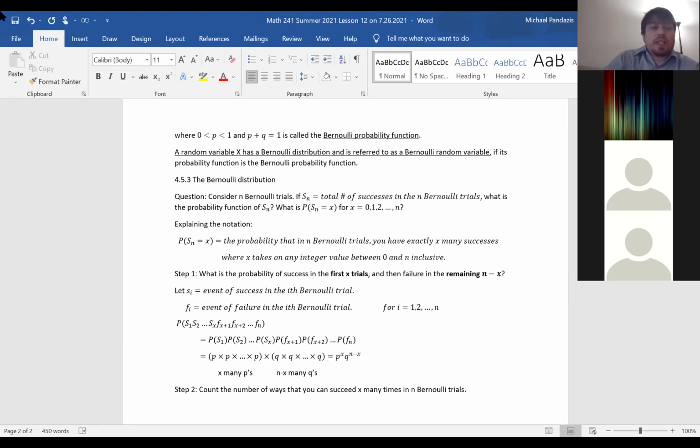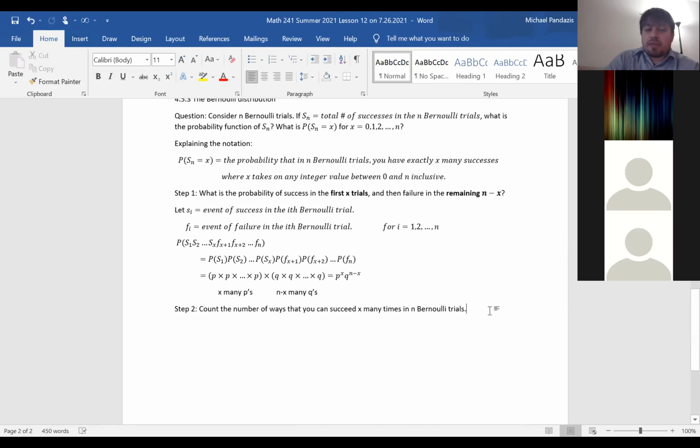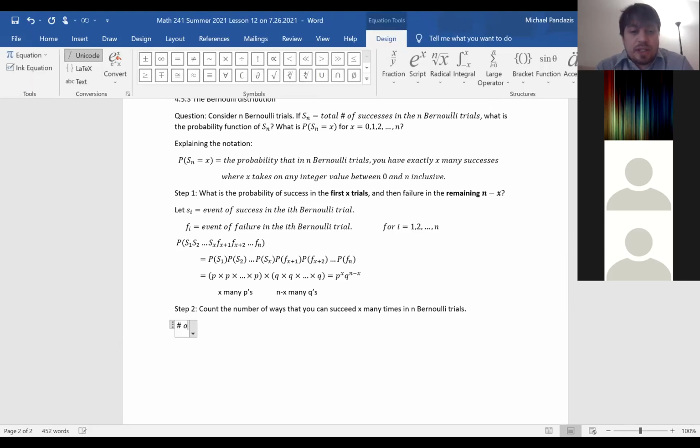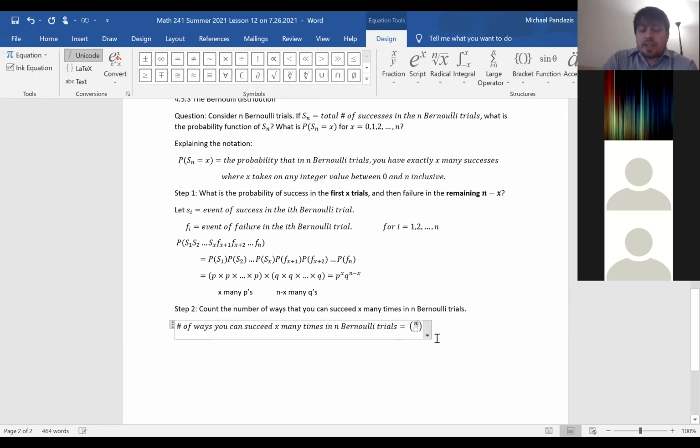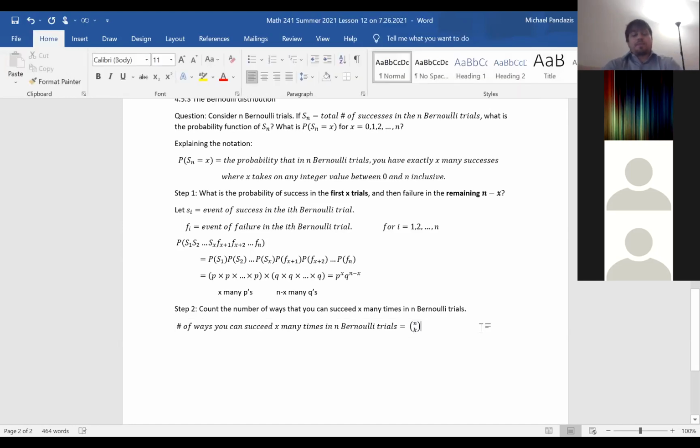Not the probability of succeeding x many times in Bernoulli trials, just the number of ways that you can succeed x many times in n Bernoulli trials. So the number of ways you can succeed exactly x many times in little n Bernoulli trials is just equal to the number of ways that, if you have a set with n things in it, to choose x of them.